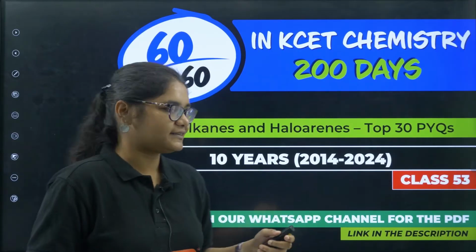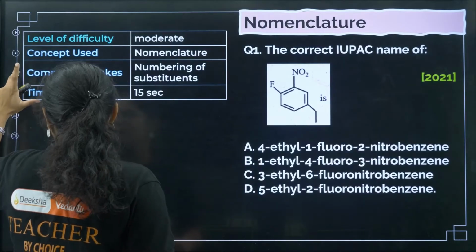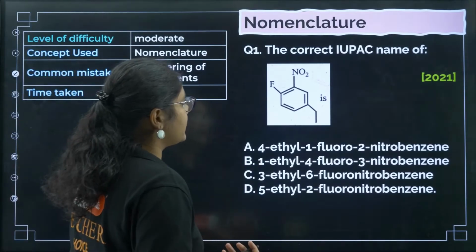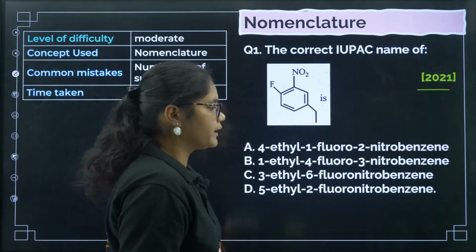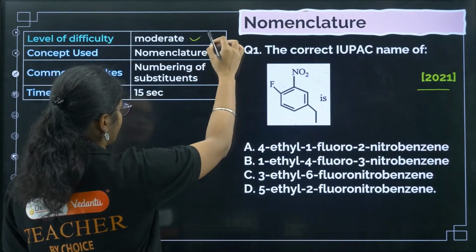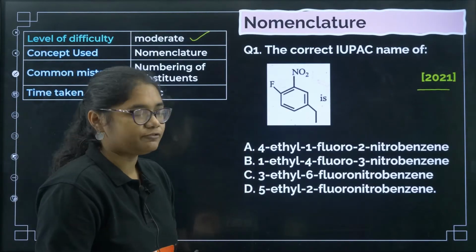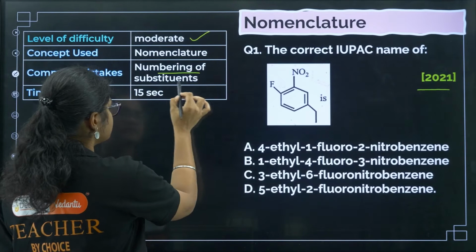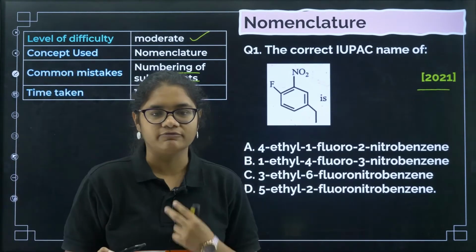Now let's get started with the first question. The first question is: the correct IUPAC name of the given compound. This question was asked in 2021. It was a moderate question, because the options are very confusing. You should know how to number the substituents. If you know that very well, then this question will not take more than 15 seconds.